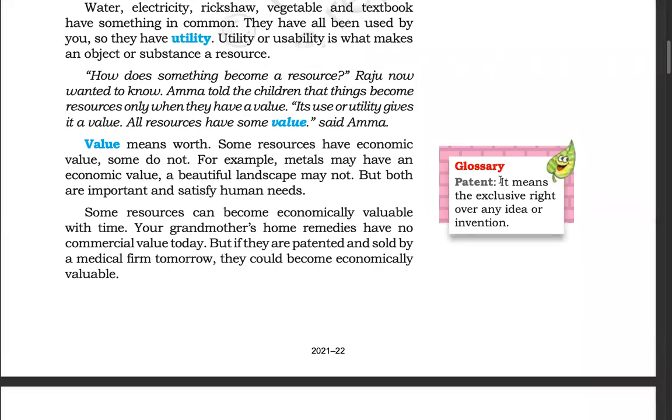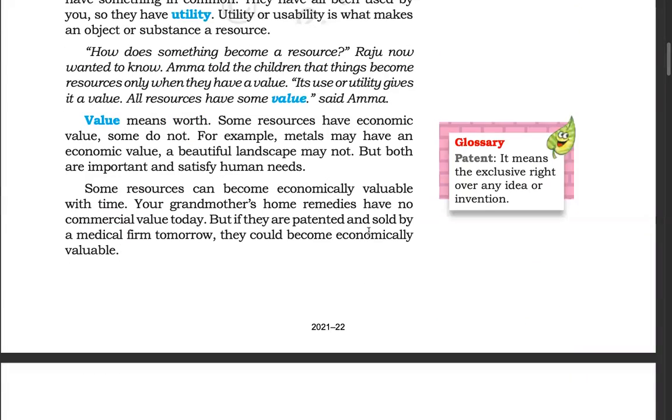here is a glossary. Okay, patent: it means the exclusive right over any idea or invention. Okay, you can write this over there, like in a notes point. Rather than writing glossary, you can simply write a question, what is the meaning of patent, and write, it means the exclusive right over an idea or an invention. Okay, so let's move forward.